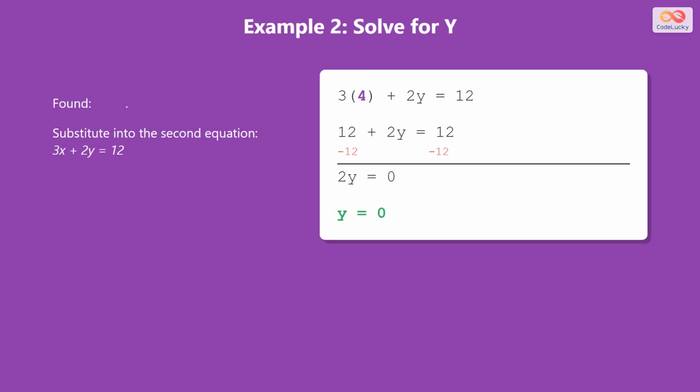With x found as 4, we substitute it back into one of the equations. Let's use 3x plus 2y equals 12. 3 times 4 is 12. Subtracting 12 from both sides, we get 2y equals 0. Dividing by 2, y is 0.